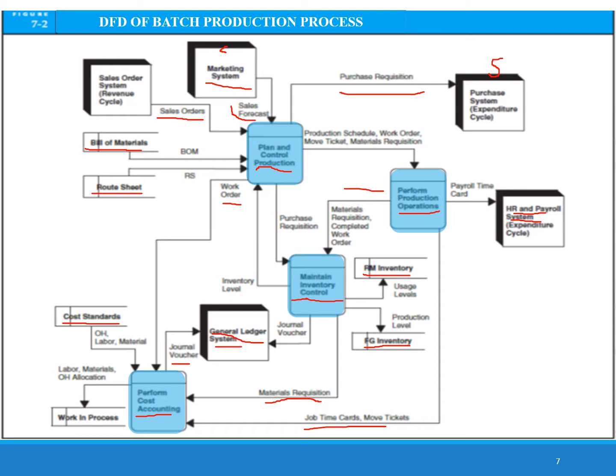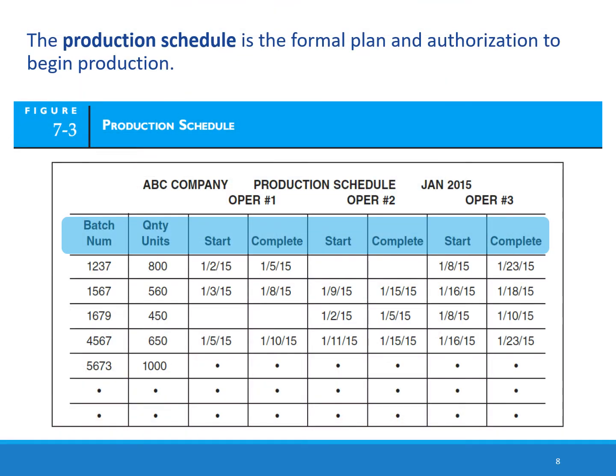Okay, so this one, I believe it's something that you already take in detail in a separate subject on managerial accounting. Okay, so here we have an example of the production schedule. The production schedule is the formal plan and authorization to begin the production. So here we can see the batch number, the quantity units, the starting date, so this is the date of starting, and the complete date. Then here we have again the starting and complete, and so on for the batch production. So this is the production scheduling. It gives information about quantity, units, the batch number, starting and complete process.